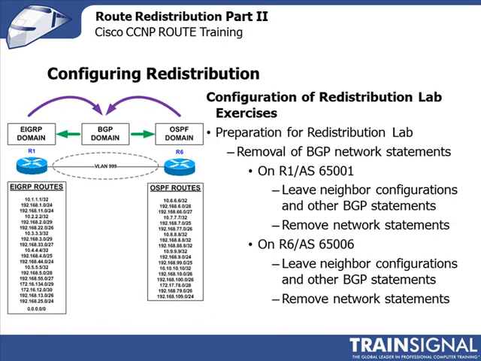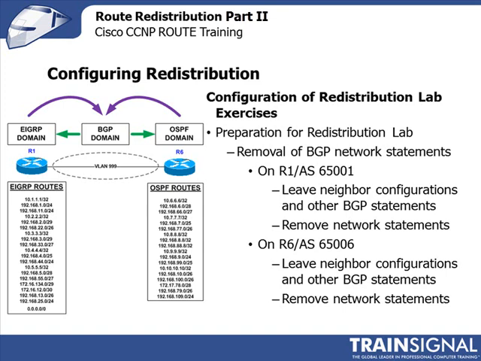So, as we get ready to configure our lab exercises, we're going to follow a pretty straightforward process. The first thing we're going to do is remove all of the network statements we put in previously. We're going to leave all the neighbor configurations intact. We are not going to change any other BGP configuration elements, only the removal of the network commands. This is going to be the case on both router 1 and router 6. We're not going to deal with the internet router in this example.